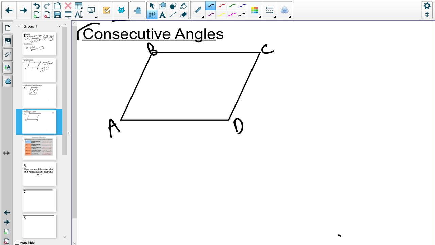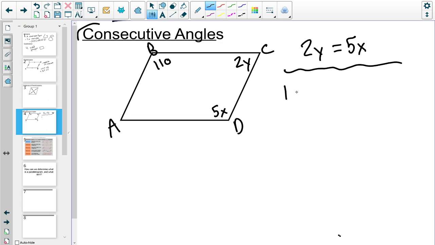So let's say that you have that this angle equals 110 degrees. This angle equals 2y, and this angle equals 5x. Okay, well, you want to find x. That's your goal here. Find x. Well, 2y and 5x are consecutive, so they equal each other, but there's nothing I can really do with that. So let's look at the other ones.